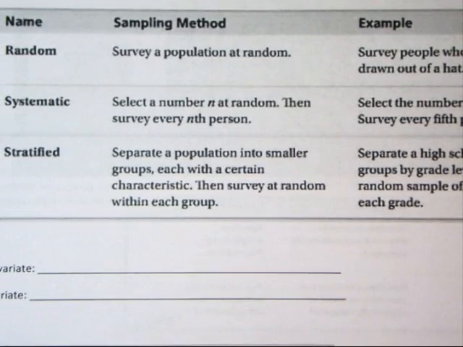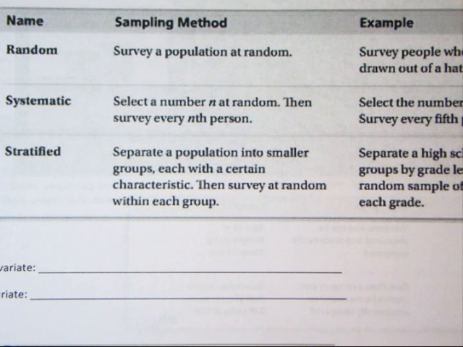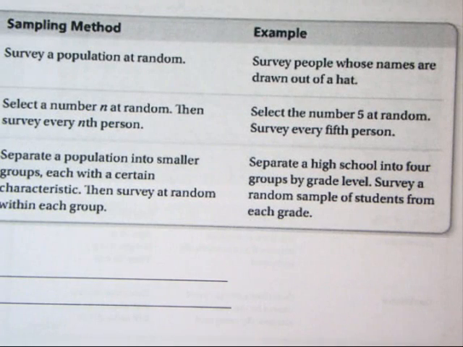Okay, systematic. Systematic is when you select a number n at random and then you survey every nth person. So for example, you select the number 5 at random and therefore you survey every 5th person.